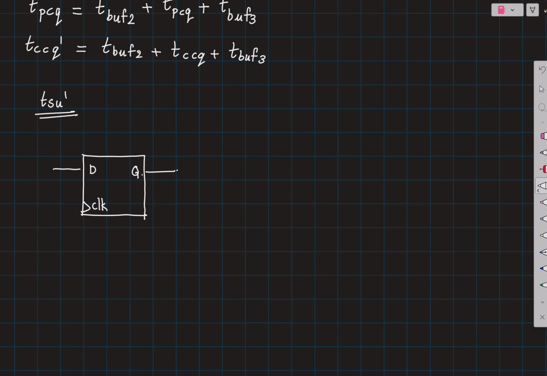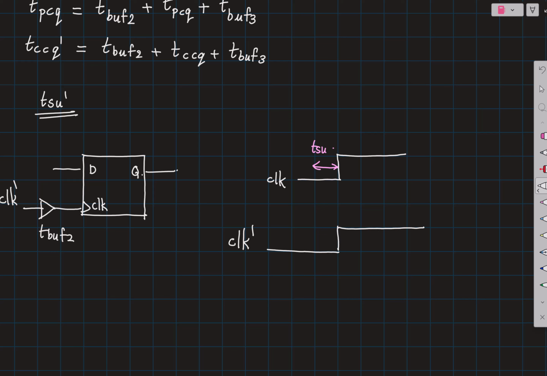For the original flop, if this was my clock, your setup time is some time before this clock edge. Now let's say I have added a buffer in this path which has a delay of T_buff2, and I call this node clock dash. So now what you have is a clock dash. Let's say your clock dash looks like this. Then how will your clock signal look? Your clock signal is clock dash delayed by T_buff2.